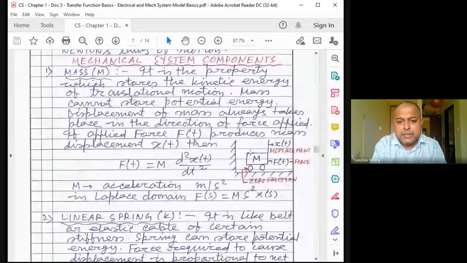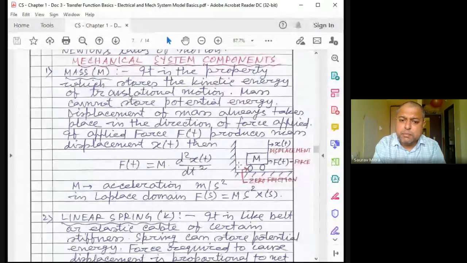Now, this is how the mass movement is shown. This is the mass, and it has some wheels below. Whenever it is dragged on the surface, this is the surface, and this sign is called a fixed surface. Force is applied here.